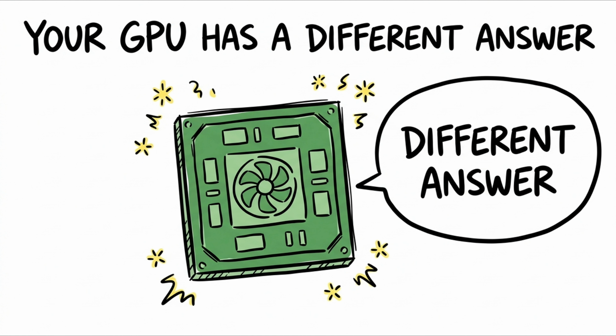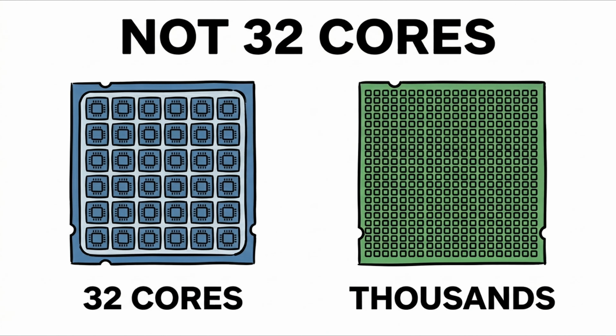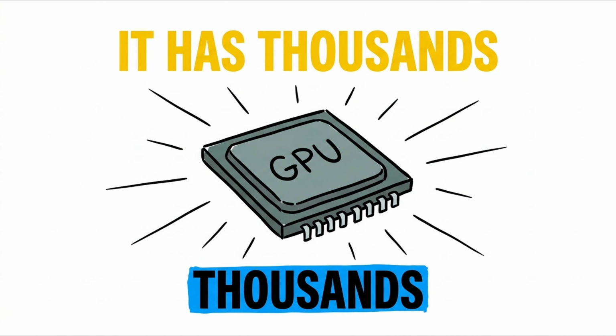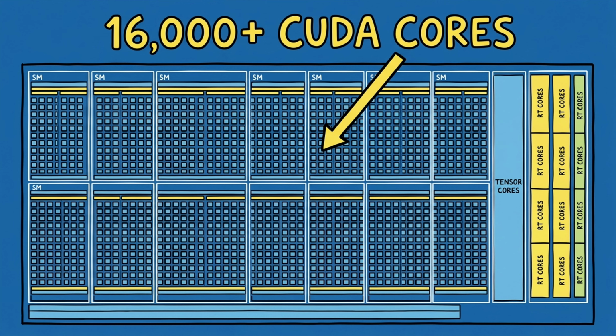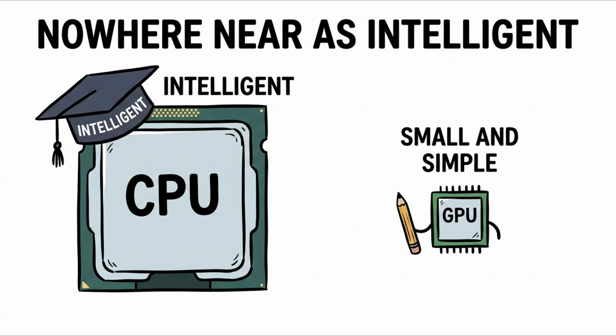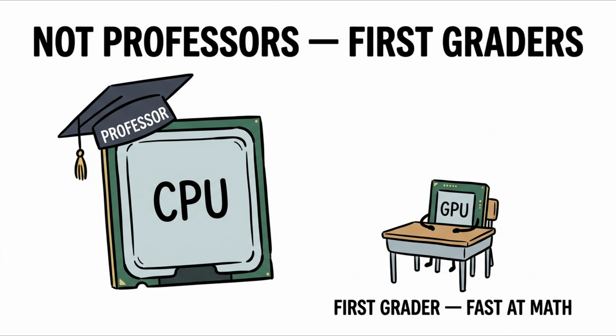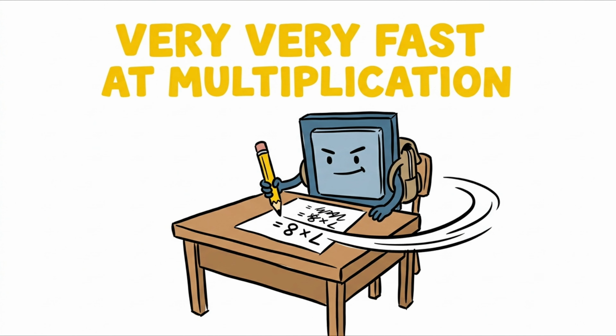Your GPU has a different answer. A modern GPU does not have 32 cores. It has thousands. The RTX 4090 has over 16,000 CUDA cores. Each one is small, simple, and nowhere near as intelligent as a CPU core. Think of them not as professors, but as first graders who are very, very fast at multiplication.